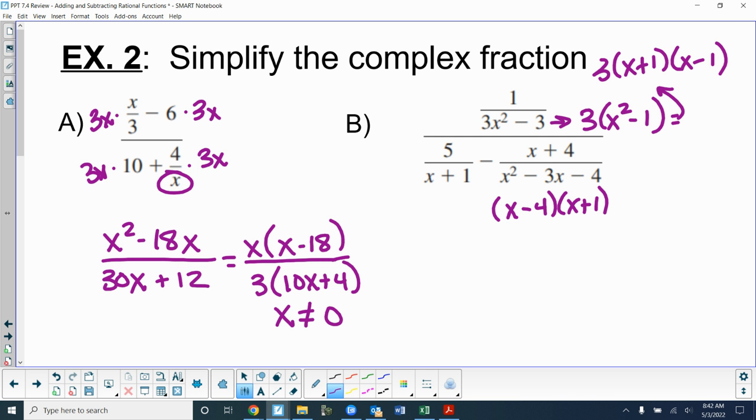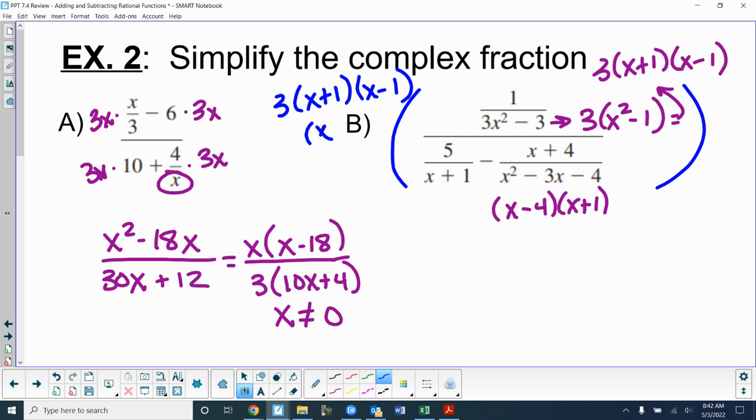All right? So, we have to multiply everything, top and bottom, this whole thing, by whatever we had that showed up. We have a 3, x plus 1, x minus 1, and an x minus 4, right? So all 4 of those would make up the common denominator for everything that you see.